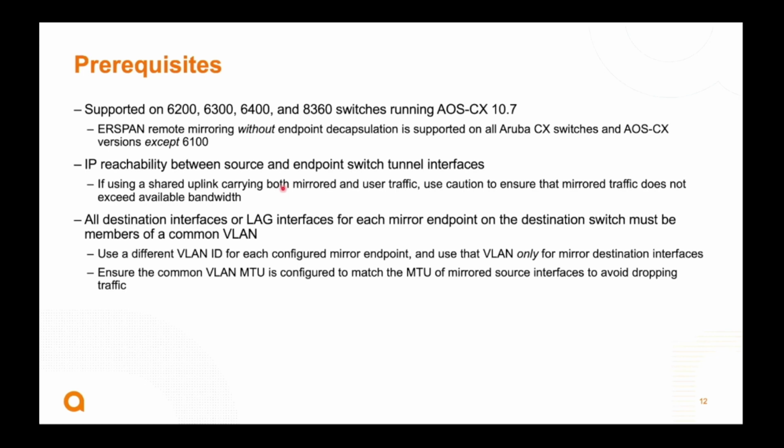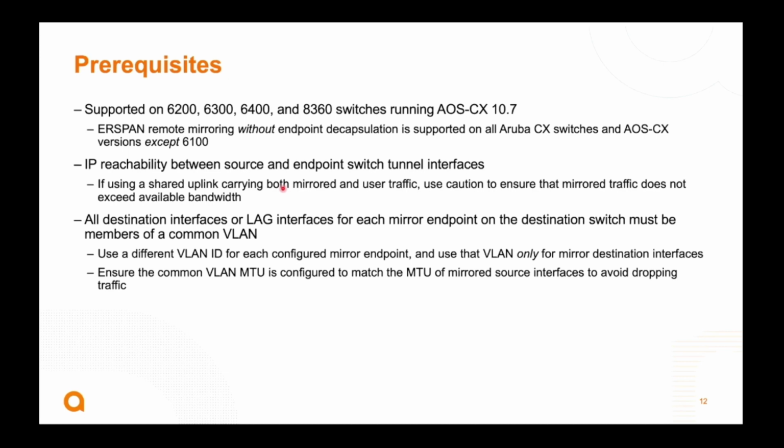And then all destination interfaces or LAGs for each endpoint on the destination switch have to be members of a common VLAN, and that VLAN should only be used for interfaces on that specific mirror endpoint. So all ports on each endpoint destination you configure should be members of a VLAN that only exists on those ports and none other. This is so that you can isolate those ports from traffic being broadcast on other VLANs on the switch, so that you're not capturing user traffic in addition to the traffic you're monitoring on your destination ports.